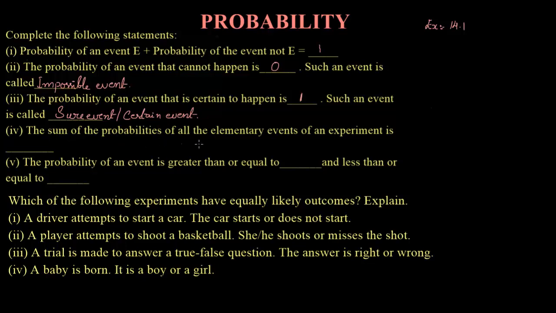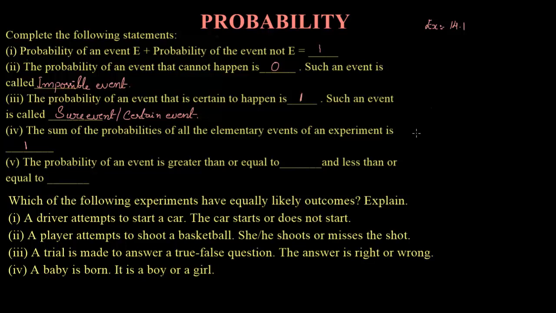Then the sum of the probability of all the elementary events of an experiment is what? 1. Always the maximum number that the probability can have will be 1. So what are they saying actually? If I am talking about the dice, then what is the elementary event we can have there? The outcome will always be 1 for this, right?